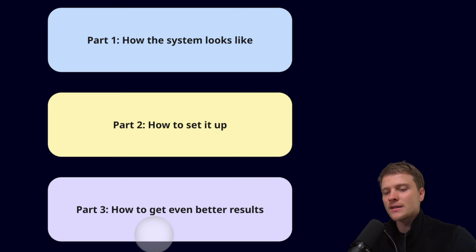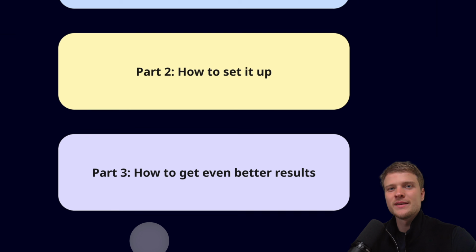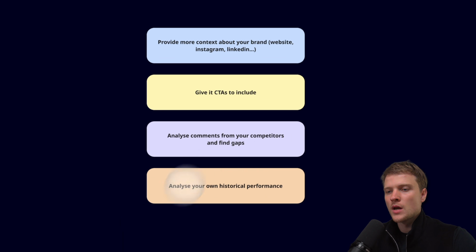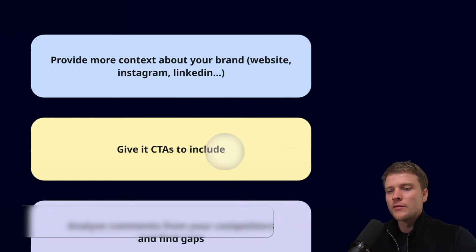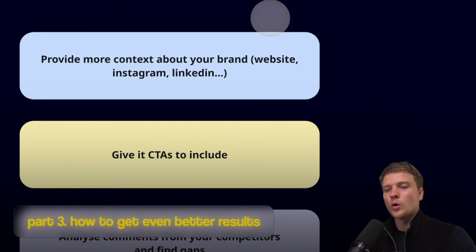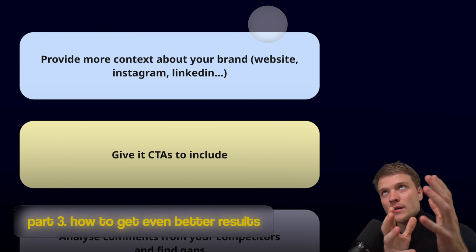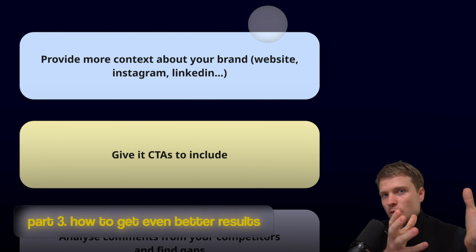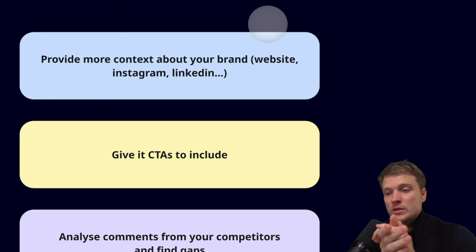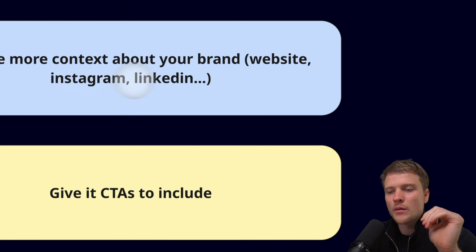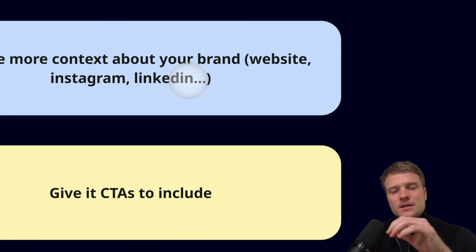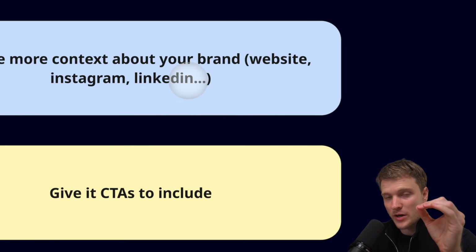And finally, let's discuss how to get even better results with this system for your ads performance. Right, so here are 4 things that I included. The first one is to provide more context about your brand. By the way, the more context AI has about you, the better will be the quality of the outputs. So for that reason, I would highly recommend to provide your website, your Instagram, your LinkedIn, anything that contains very interesting and rich information about your brand.